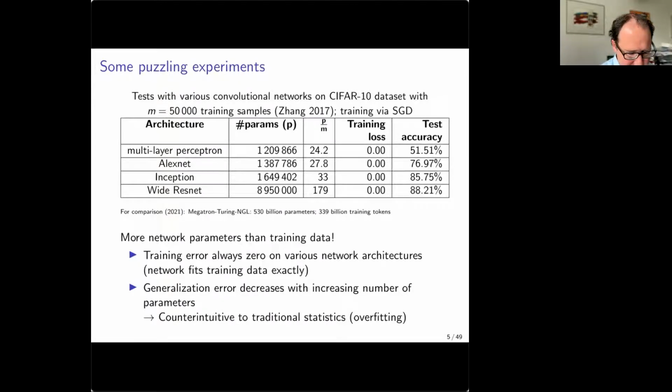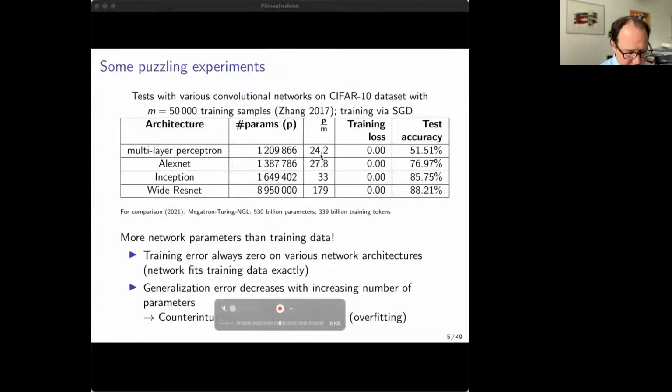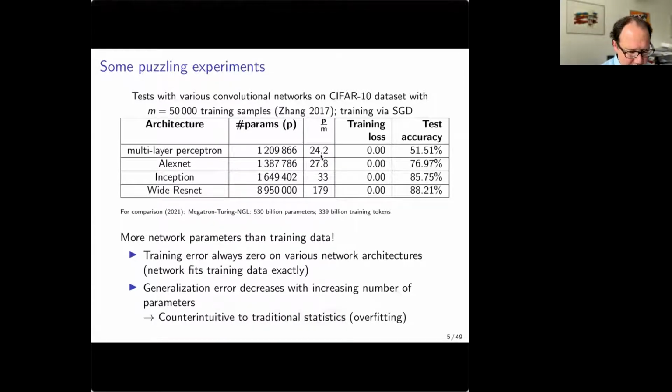now let's come to some numerical experiments, which when they were first performed, people were a bit puzzled about. For these experiments, they took 50,000 training examples from the CIFAR-10 data set and did training via SGD on several models, on several architectures, and these are the names. It's not so important what is actually done.